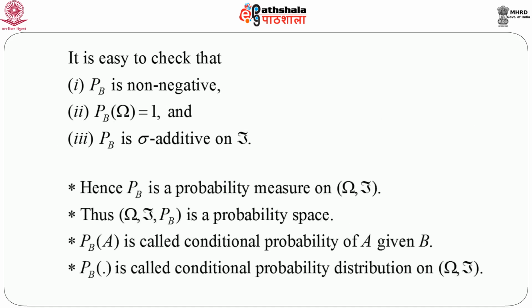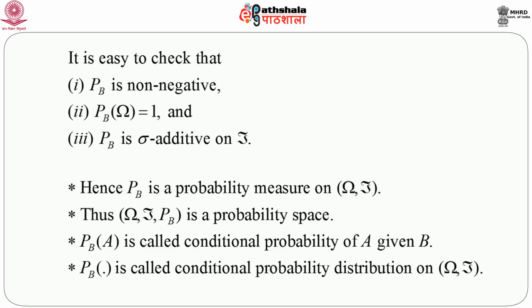Now, since we say that this is a probability measure, we should check three important properties of a probability measure. First, P_B is non-negative, which is obvious from the definition, and P_B of omega is 1, which is again obvious, because we have defined the P_B measure by normalizing, that is, dividing by probability of B. And a little bit of very simple mathematics will ensure that P_B is sigma additive on script F. That means it ensures that this is a probability measure.